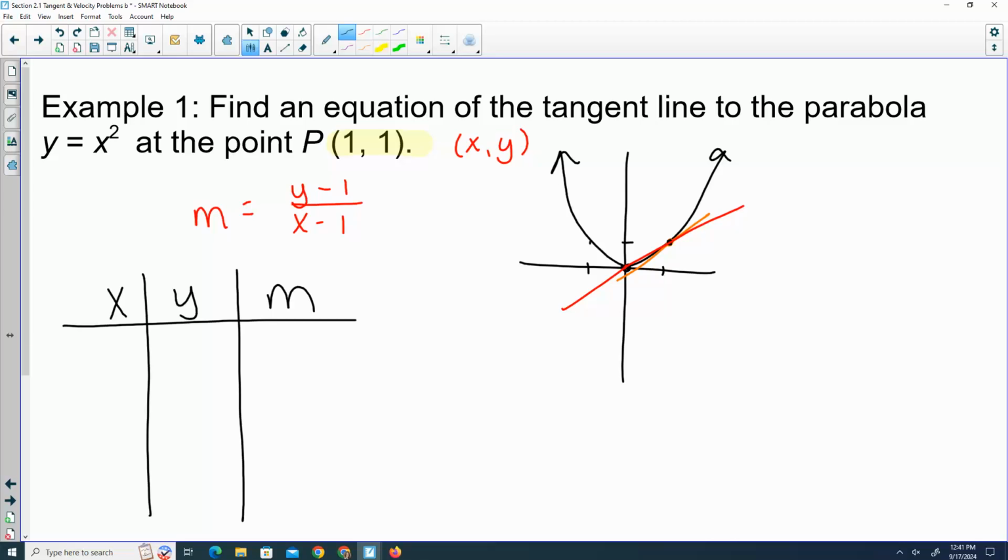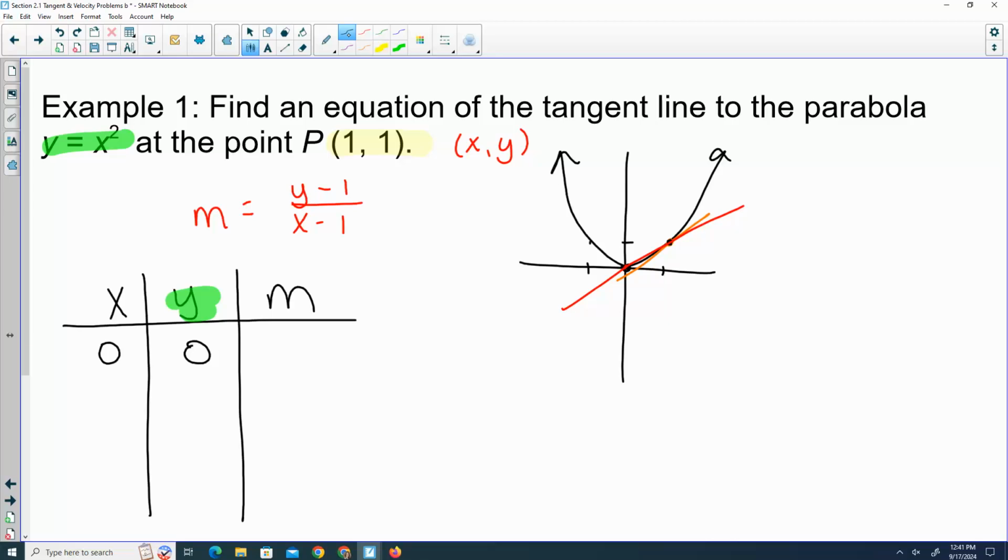So the first thing person suggested is if x is 0. What would our y be? 0. And I'm getting my y from this formula. Y is equal to x squared, because it's a point on the parabola. So I'm taking 2 points on the parabola, finding the equation of the line between them.